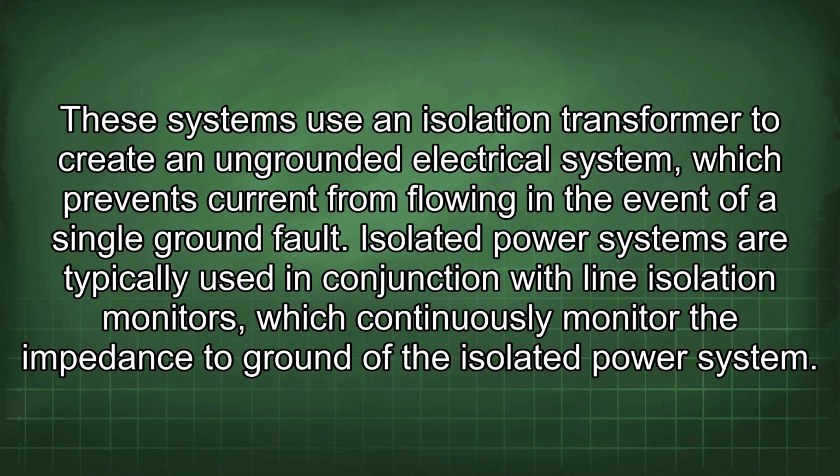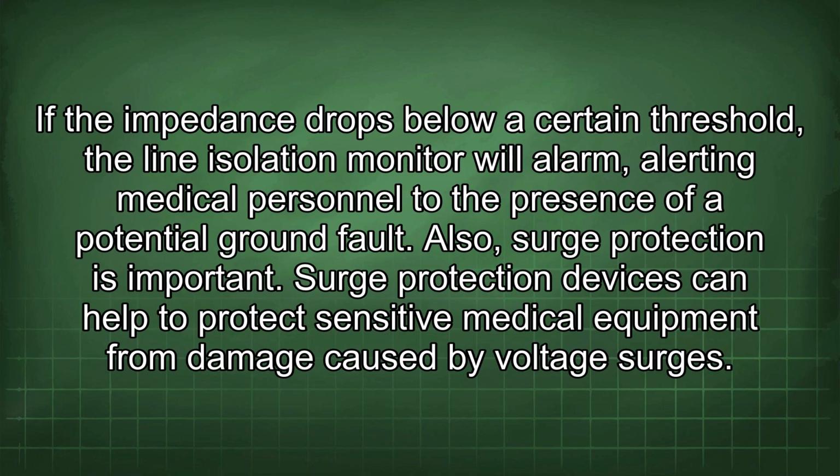Isolated power systems are typically used in conjunction with line isolation monitors, which continuously monitor the impedance to ground of the isolated power system. If the impedance drops below a certain threshold, the line isolation monitor will alarm, alerting medical personnel to the presence of a potential ground fault.